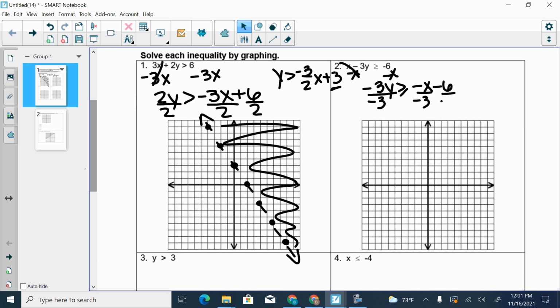Okay, so here's where we have to be careful. If you guys remember back when we first started talking about inequalities and solving them, we said that anytime you divide by a negative or multiply by a negative on both sides of your equation, what do we have to do to our inequality? Flip the direction, right? So because I divided by a negative 3, I'm going to have y is less than or equal to. You've got to flip this right here.